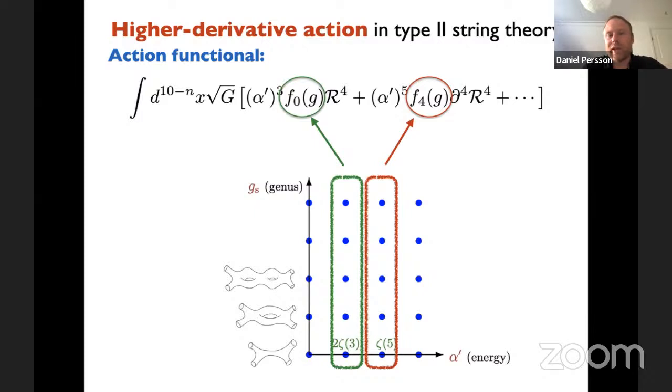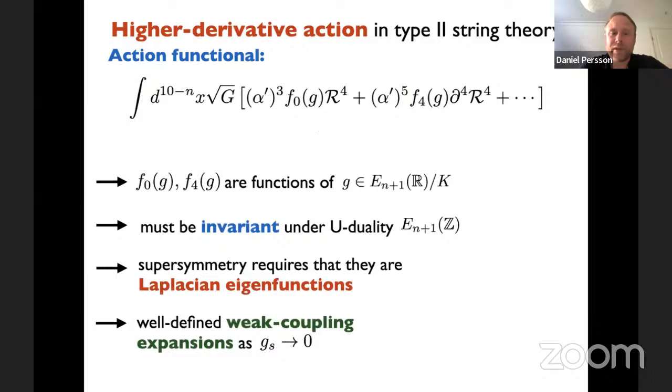Now, the remarkable thing is that we can use these symmetries to say something about these functions. So that's what I want to address next. What we know is that they are functions on this symmetric space. I'm denoting these symmetry groups by E_{n+1}(R), depending on which torus we're compactifying on. Now we know that the functions must be invariant under this symmetry, the discrete subgroup of E_{n+1}.